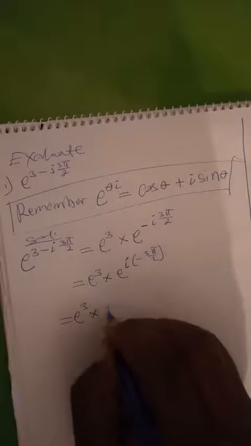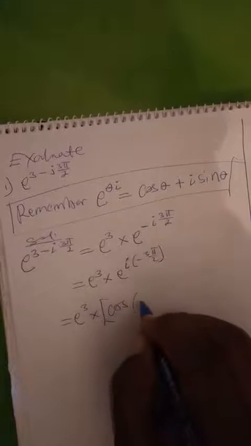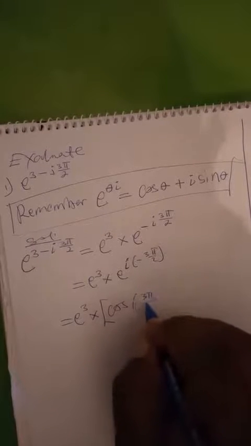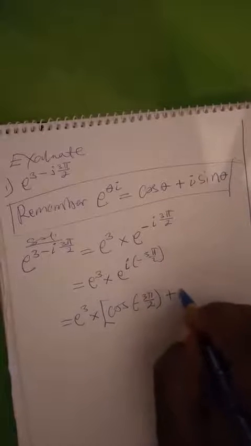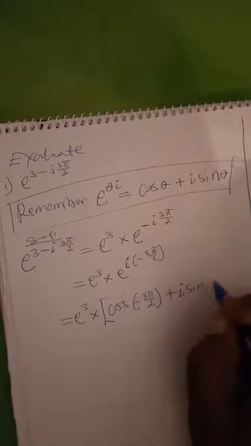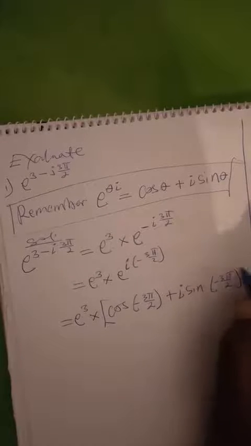So we're going to have cosine. You see, I have to put this in the bracket. Cosine minus 3 pi over 2, like this. Okay, plus i sine minus 3 pi over 2. See that? Very interesting. Okay, like this.